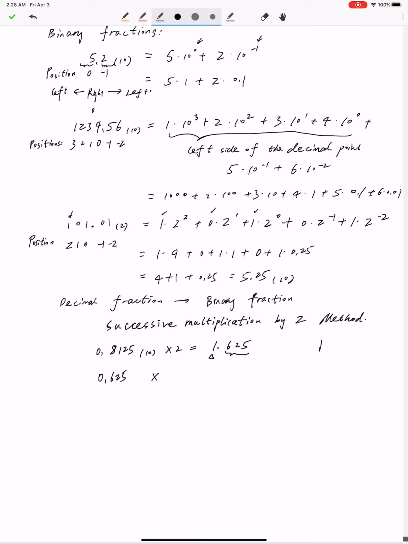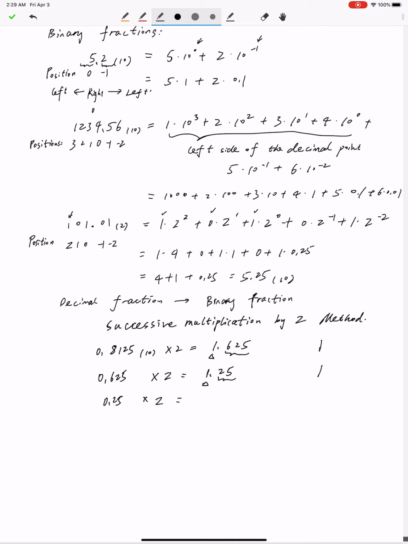and multiply the fraction part by 2 again, right? So here, that is why we call this method successive multiplication by 2, because here we do the multiplication by 2 again. 0.625 times 2, that equals to 1.25. And again, we repeat this operation. We record the integer part, that is 1. And then we put the fraction part, 0.25, to here, and do the multiplication again, right?